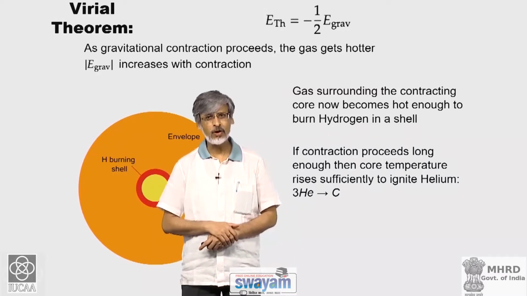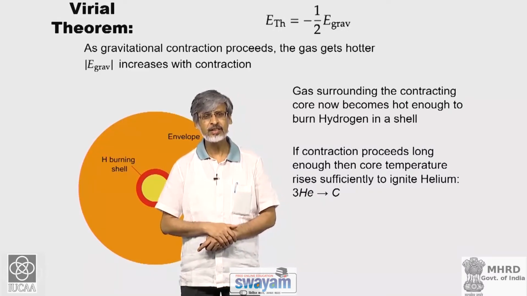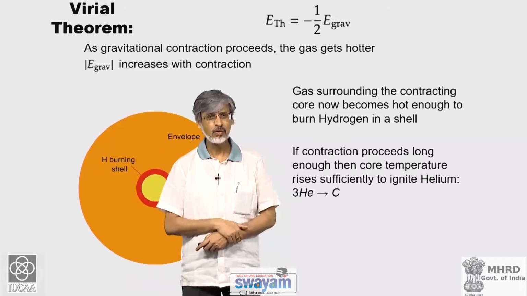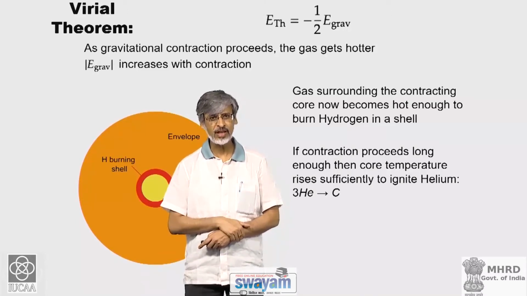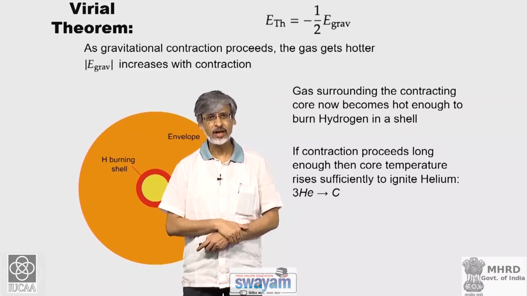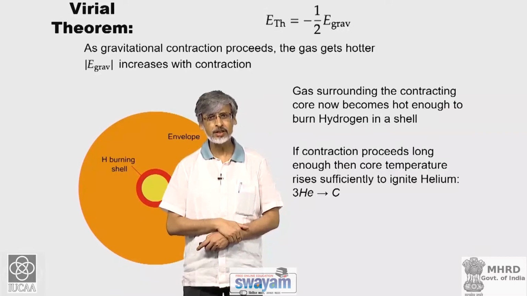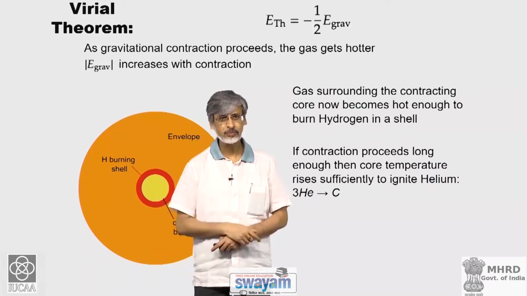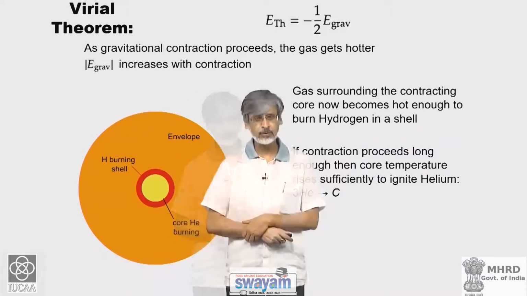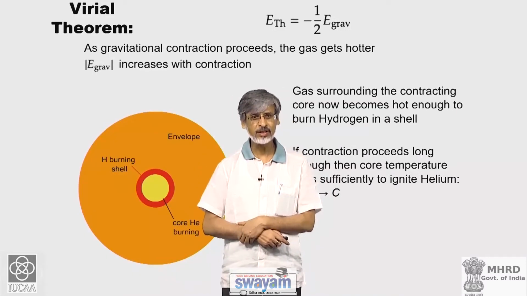If the contraction proceeds long enough, then the core temperature will rise sufficiently to ignite helium in the core. Remember, the core had already converted its hydrogen into helium. Now, it is just pure helium, and as it is contracting, it is getting hotter, and once the temperature rises to above about 100 million Kelvin, you begin to get these triple alpha reactions, where 3 helium nuclei combine to produce carbon nuclei. This process produces a lot of energy, and the core now is back with energy generation again.